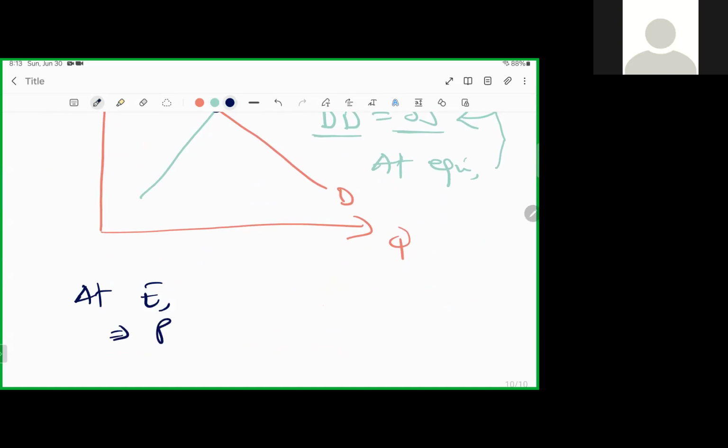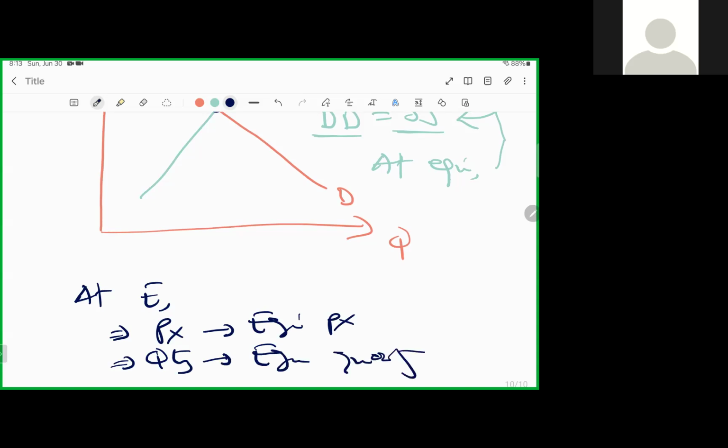One, you will have price, and you will also have quantity. Which means that at that equilibrium, there is something called the equilibrium price, and at that E, which is the equilibrium, there is also something called the equilibrium quantity.